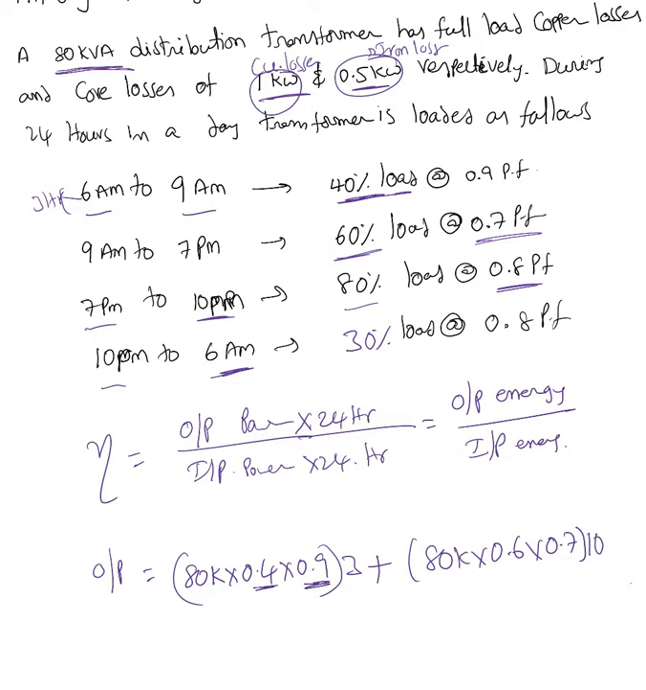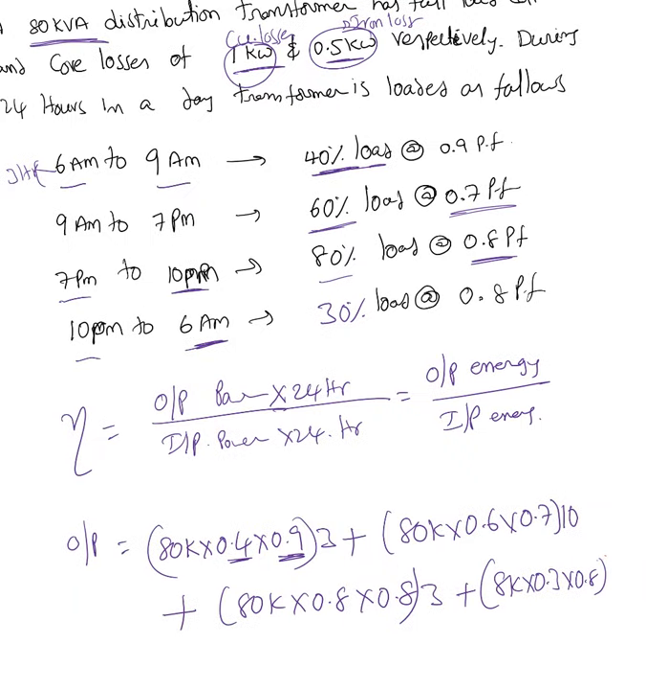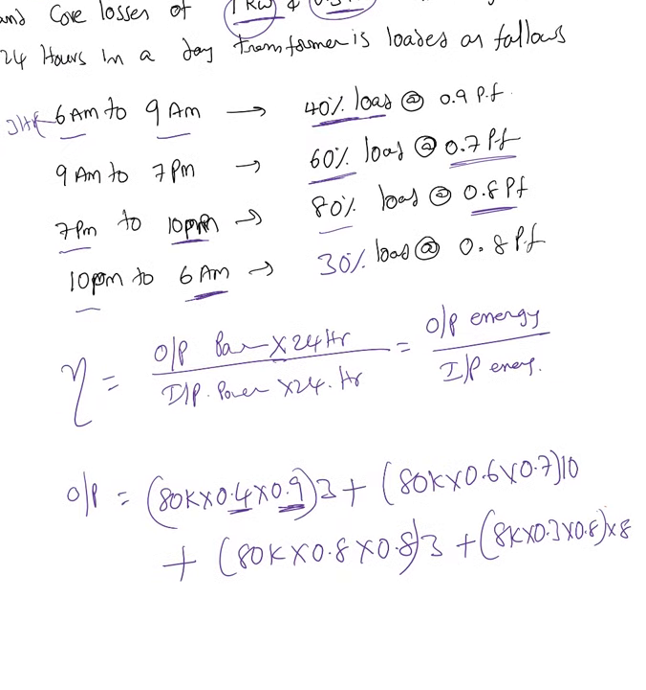Plus 80% load, so 80 kVA times 0.8, and the power factor is also 0.8. How many hours? 3 hours. Plus 30% load, so 80 kVA times 0.3 times 0.8 power factor. How many hours? 10 to 6, that is 8 hours. So I have 3, 10, 13, 16, 24. That's good. So find out this output energy.